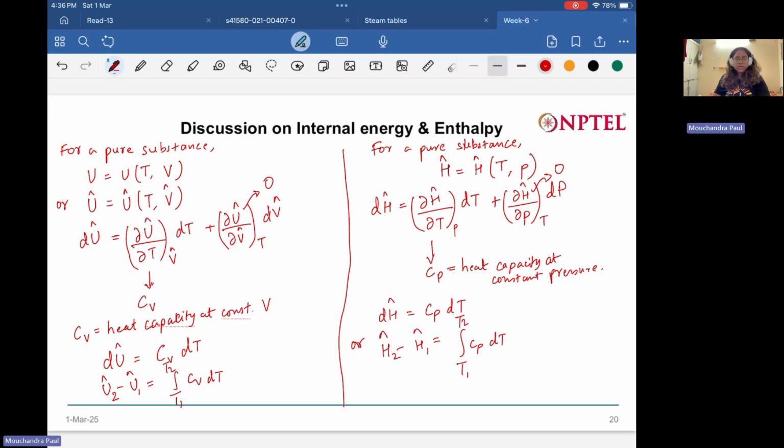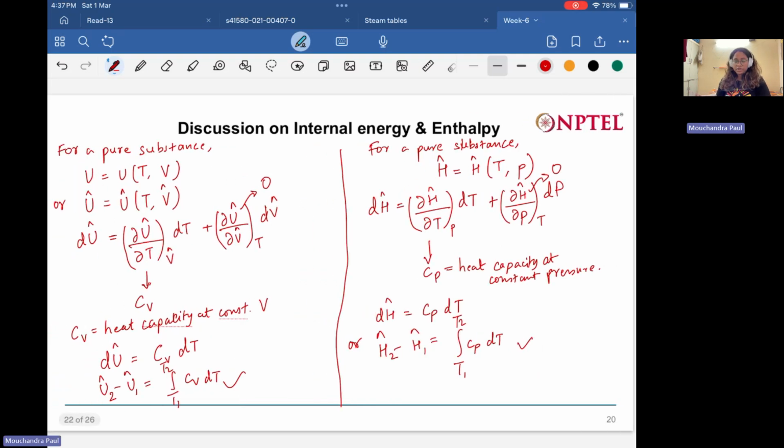So quickly you should remember that you can calculate the change in internal energy when you are given the specific heat capacity at constant volume, Cv. Similarly, if you are given Cp and you need to calculate the change in enthalpy, then you can use this particular formula. So very important to remember.